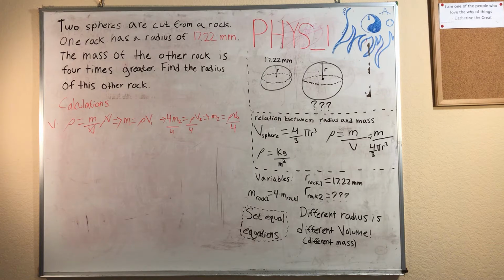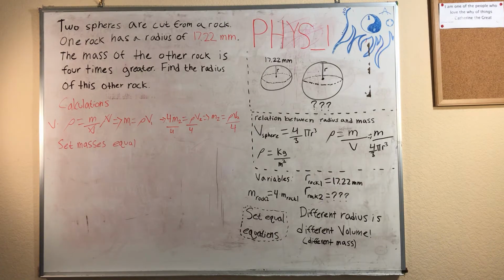For the other equation, the mass is 4 times more, so we have 4 times mass equals rho times volume. This is our other rock, so mark the mass as sub 2 and the volume sub 2 as well. Now to set them equal, we need to solve for just the mass, for mass sub 2. So we divide by 4 on both sides and then end up with mass sub 2 equaling rho times the volume sub 2, all divided by 4.